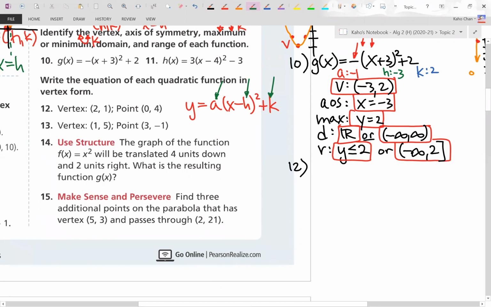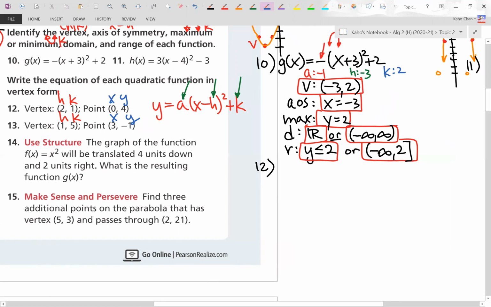And that can be found by looking at the information given to me. We are given a vertex. That's h, k, everybody, for both 12 and 13. We're given a random point. That helps determine how wide or how skinny or whether it's reflecting this particular parabola. So that's your random x, y value. All you have to do is plug it into that formula and figure out what your a value, your stretch, shrink, or reflect constant, is. So let's do that for number 12 first.